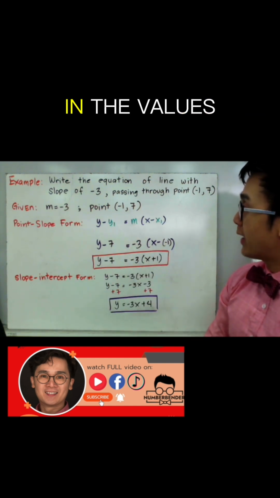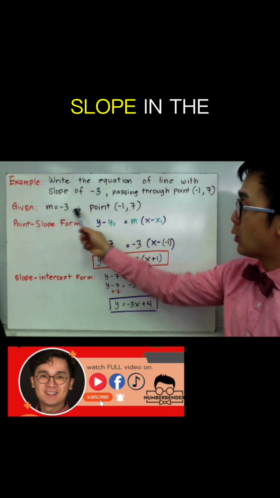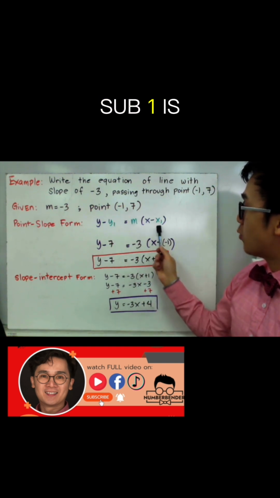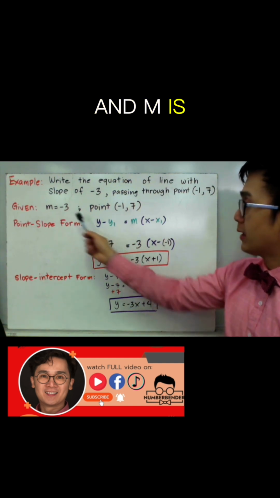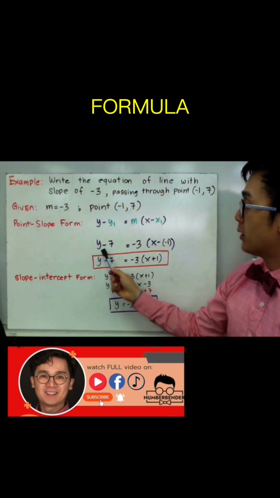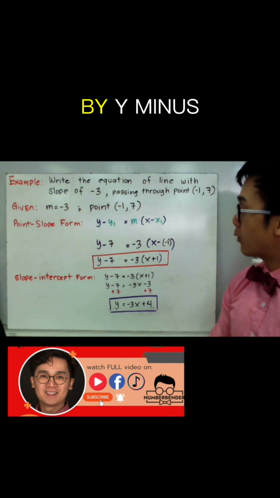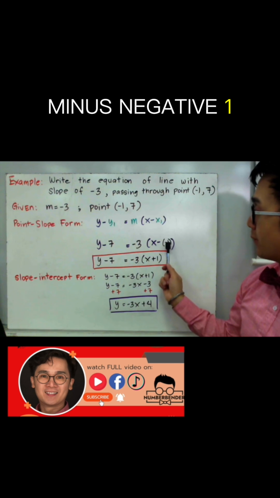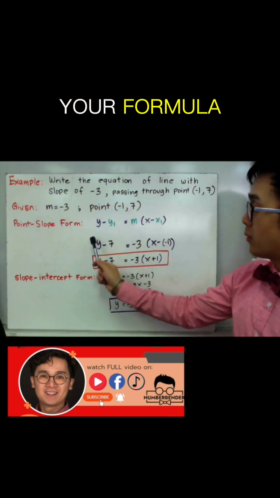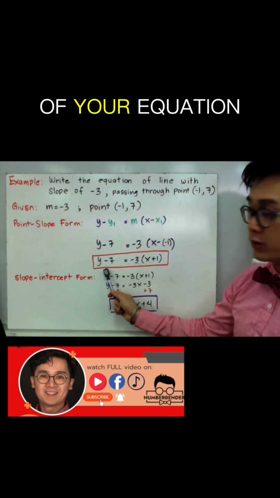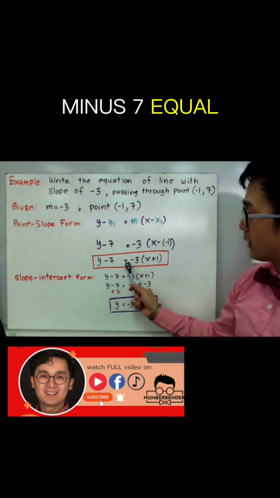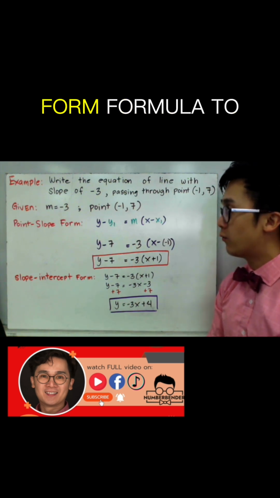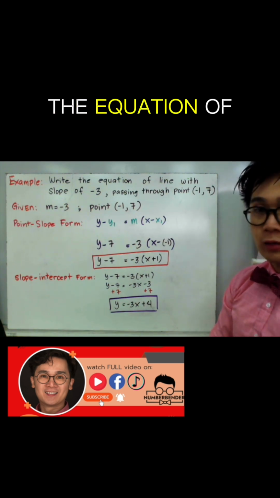So, to plug in the values of the slope and the point into the point-slope form, y sub 1 is 7, x sub 1 is -1, and m is -3. And by using the formula, now we can write the equation of a line as y minus 7 equals -3 times x minus -1. And further simplifying, you'll have the point-slope form of your equation of a line, which is y minus 7 equals -3 times x plus 1. And this is how you use the point-slope form formula to write the equation of a line.